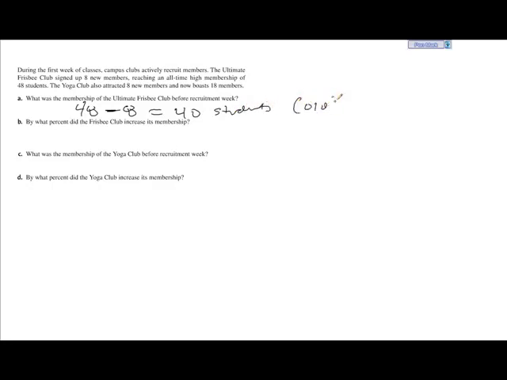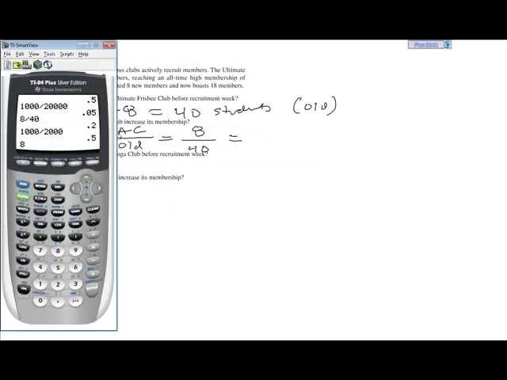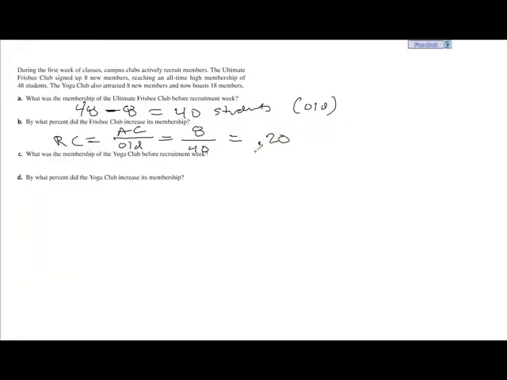Now that's the old amount. That's what we had previous to recruitment week. We want to know now by what percent did the Frisbee Club increase its membership? That's the same thing as relative change. Relatively, how much did it grow? Well, remember, that's how much it actually grew by divided by the old amount. So it actually grew by 8 students. That's how much it went up by compared to its original 40 students in the club. So 8 divided by 40 is equal to 0.2, which is the same thing as 0.20, which is the same thing as 20%. So it grew by 20%.